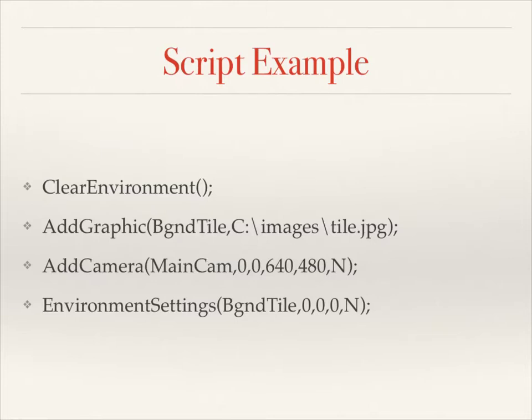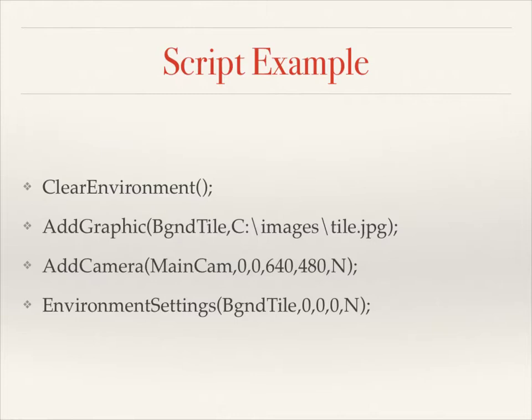We're going to start by clearing our environment, so we're going to blank it out, and it's an infinitely sized environment, but we're going to start back at position 0, 0. We're then going to add a new graphic to our graphics list. We're going to call it BGND tile, as in a background tile, and it's a file locally on my computer, so I'm going to access it from my C images folder, and it's called tile.jpg. So now the graphic is stored in memory and we can start using it.